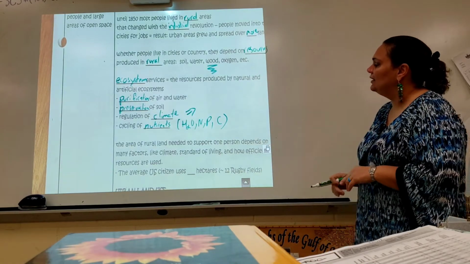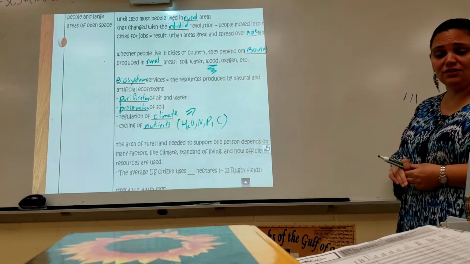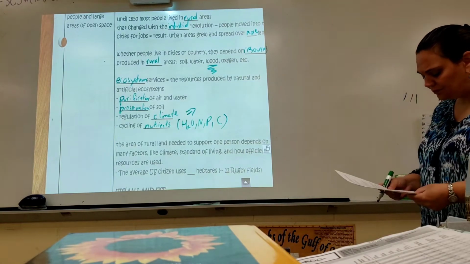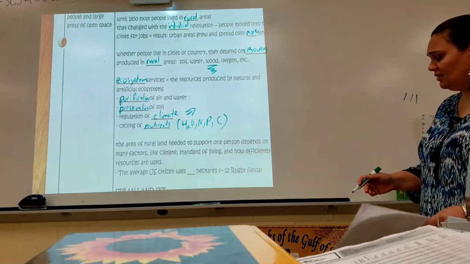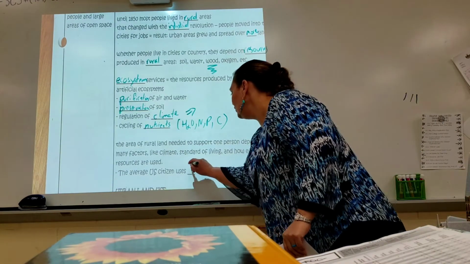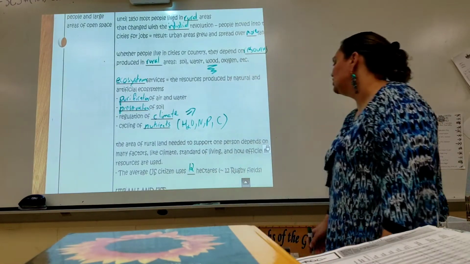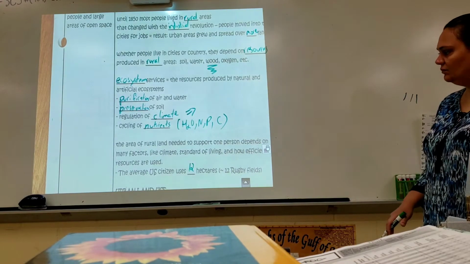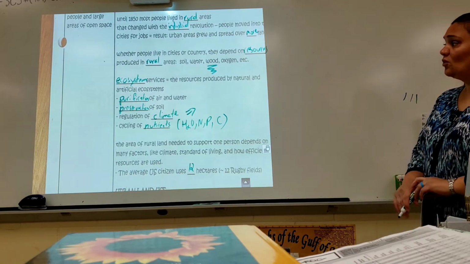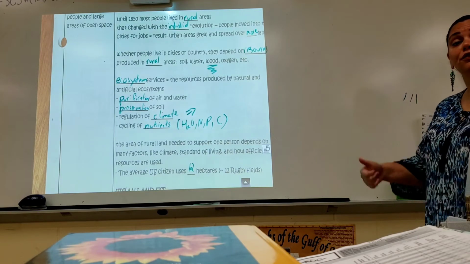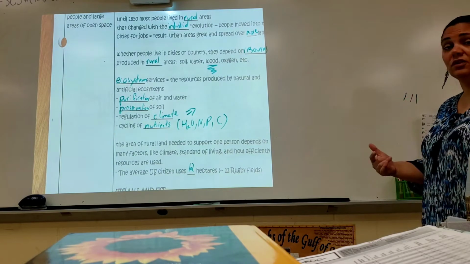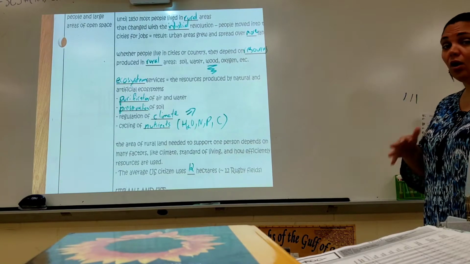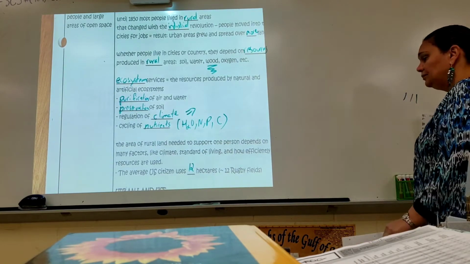The area of rural land needed to support one person depends on many factors, looking at climate, standard of living, and how efficient resources are used. The average U.S. citizen uses 12 hectares, which is about 12 rugby fields, of land in a lifetime, okay? So it's quite a bit of land. And that's to have enough food, enough plants for clean air, and enough clean water, all of that put together, all right?